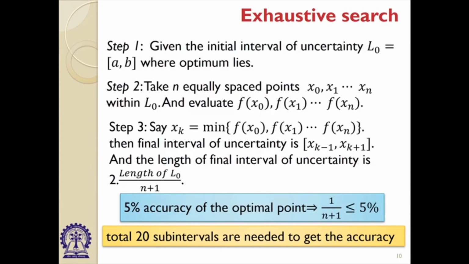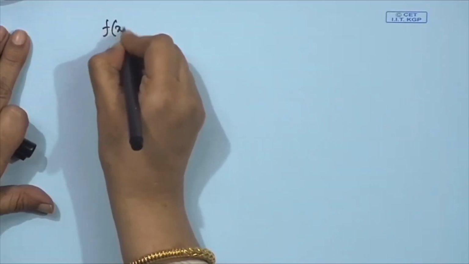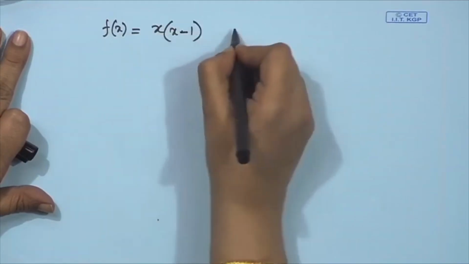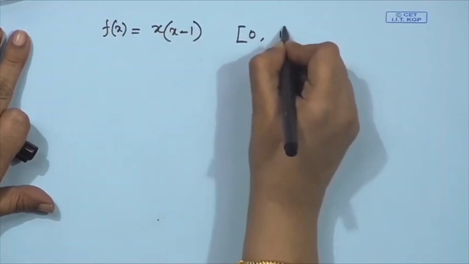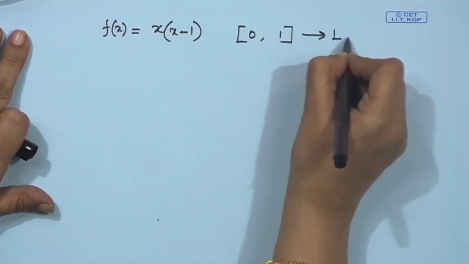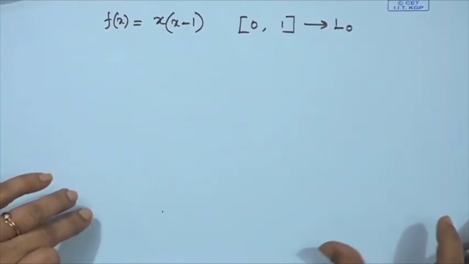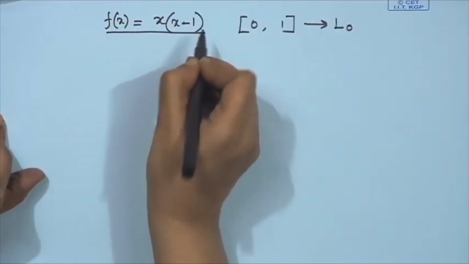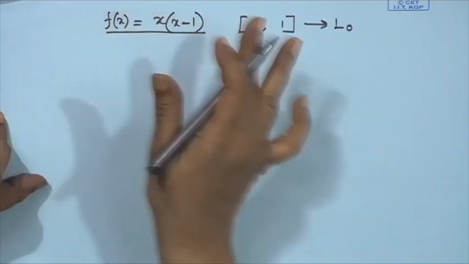Okay. Let us consider one example for this. There is one function, and the function is very simple. This is a continuous function, f(x) equals x into (x minus 1), within the interval 0 to 1, and this is my initial interval of uncertainty. Alright. We want to find out where the optimum is. That means we want to get an interval of uncertainty that is much smaller than this initial interval of uncertainty. Okay. For that, rather than classical optimization techniques, let us use this searching process.